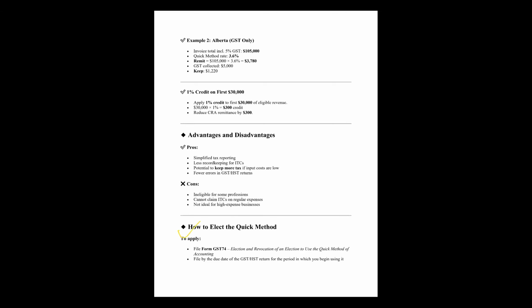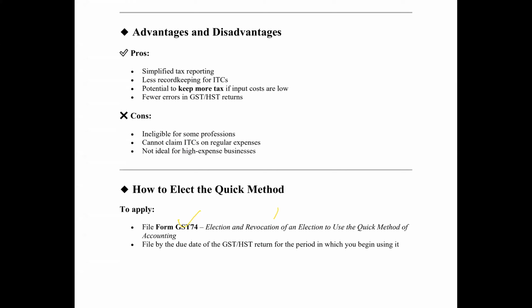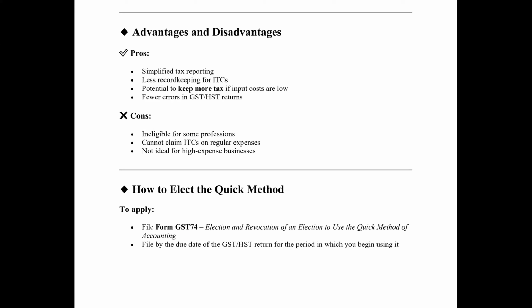So how to elect the quick method, right? There is a form called GST 74. So you go to the CRA website, download this form, fill the form and send it to the CRA saying, okay, I want to opt for the quick method. Now the question arises, what will happen if you don't want to opt? To revoke also, you have to use the same form.